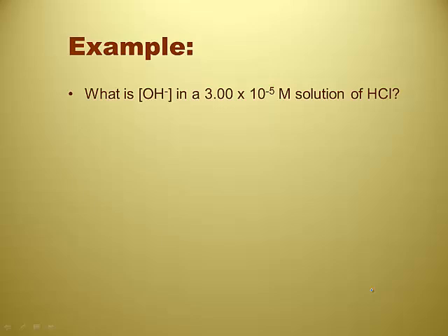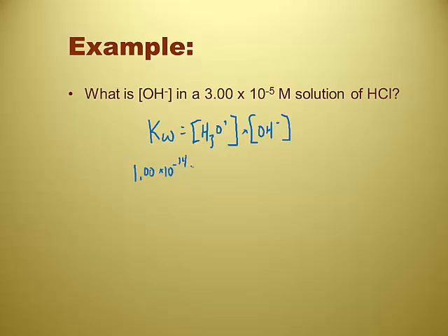So what is the hydroxide ion concentration in a 3 times 10 to the negative 5th molar solution of HCl? Okay, so it's a solution of HCl, which means water is involved. So that means I can do this Kw thing, right? I can say that Kw is equal to the hydronium ion concentration times the hydroxide ion concentration. I know the Kw of water at 25 degrees Celsius, 1.0 times 10 to the negative 14.